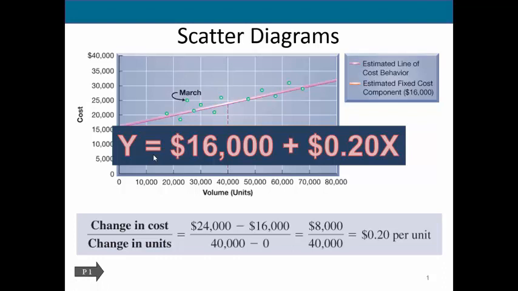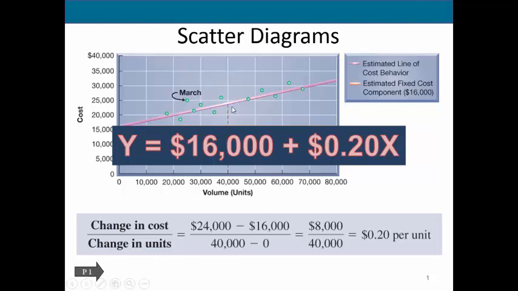So again, the scatter diagram and least squares are fairly similar. We're plotting our points of data. The only difference here is with a scatter diagram, you're using your human eye to come up with the line of best fit, and then again, using your human eye to calculate what your change in costs would be to come up with the variable portion of our costs. We're kind of estimating here as we go.